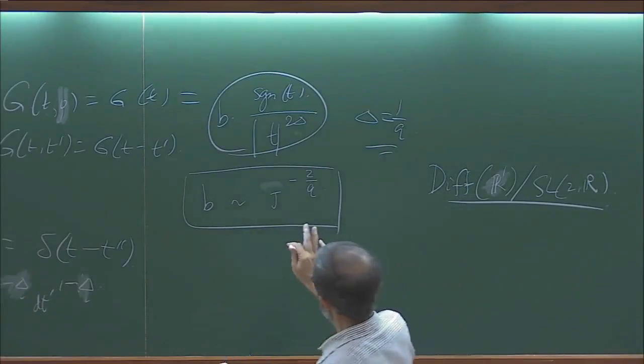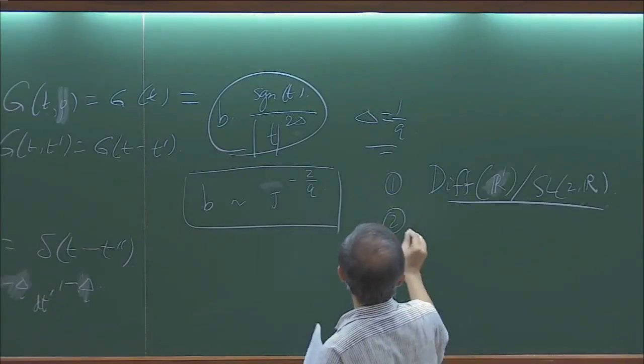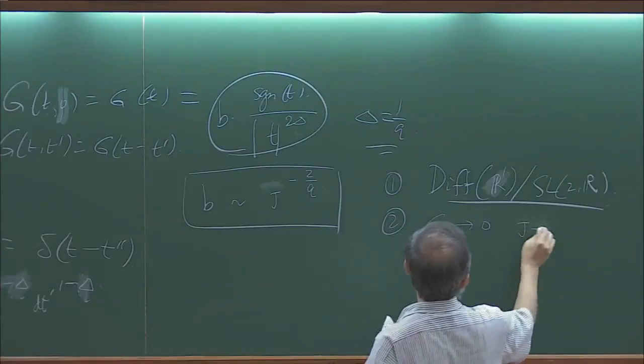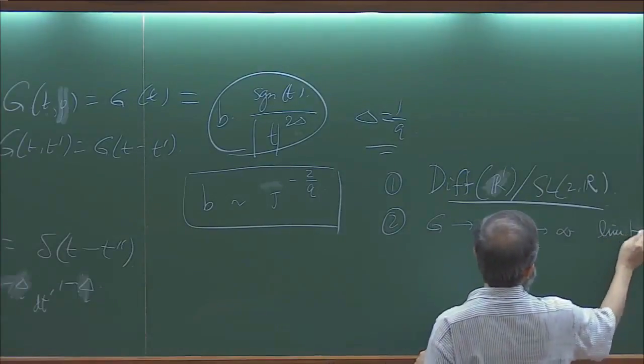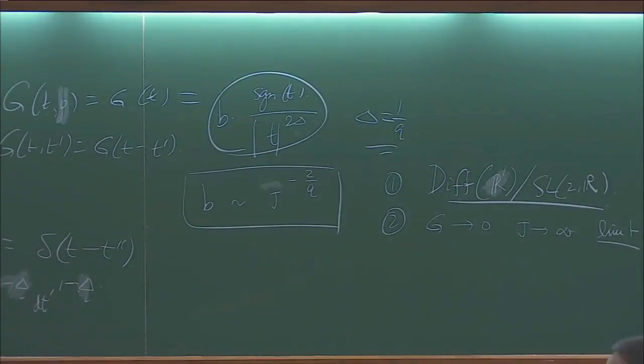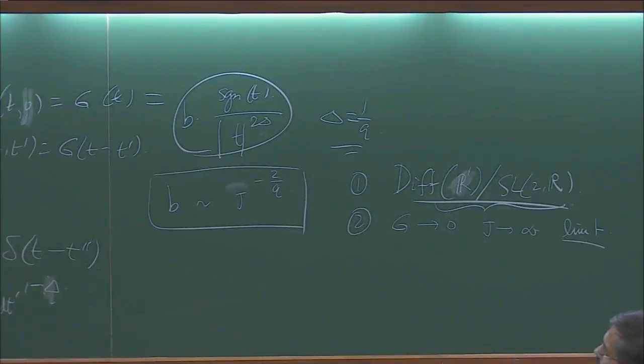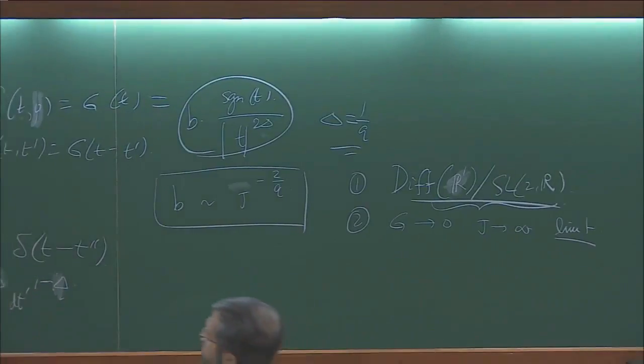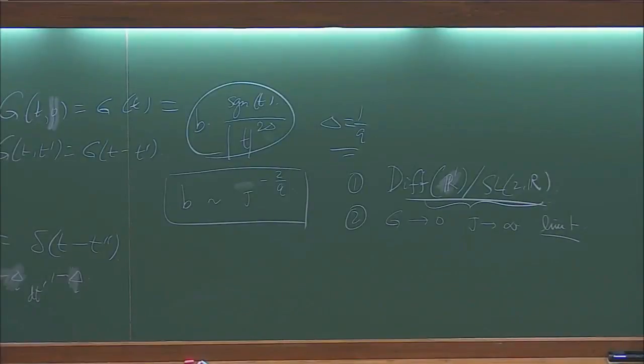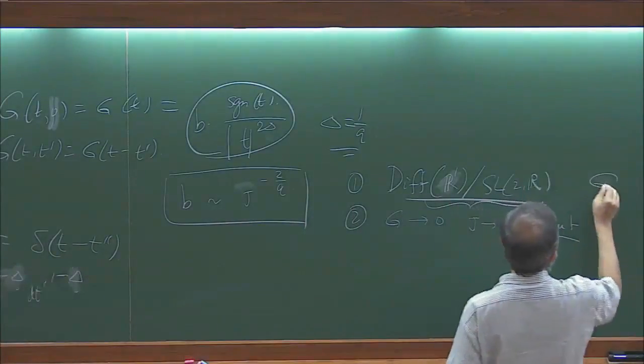And point number two is that the Green's function vanishes in the J going to infinity limit. You can do something with this observation, which is important, and we are going to use that. Let me go to the next point, and then it will be clear. From this observation, these are the Goldstone modes. Can you really find out the Goldstone action?